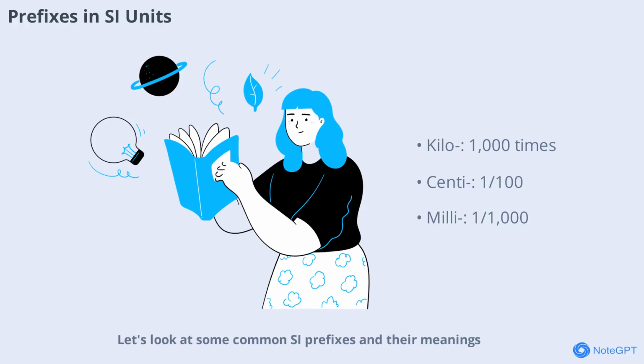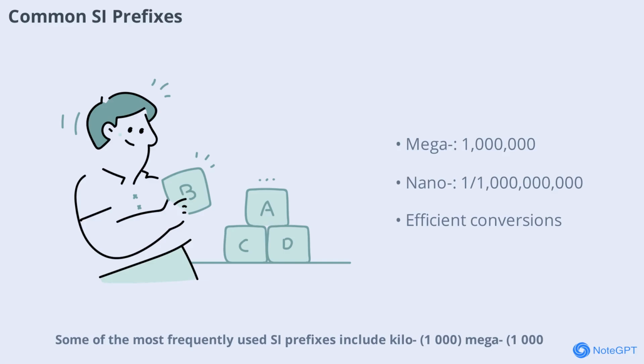Let's look at some common SI prefixes and their meanings. Some of the most frequently used SI prefixes include kilo, 1,000; mega, 1,000,000; centi, 1/100; and milli, 1/1000. These prefixes help scientists and engineers express measurements efficiently, whether they're dealing with the vast distances in astronomy or the tiny scales of nanotechnology. By mastering SI prefixes, you can quickly interpret and convert between different units.